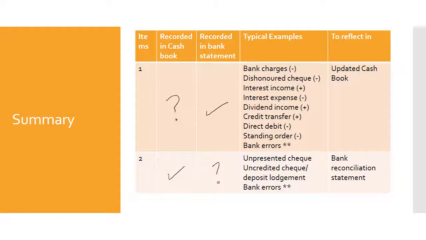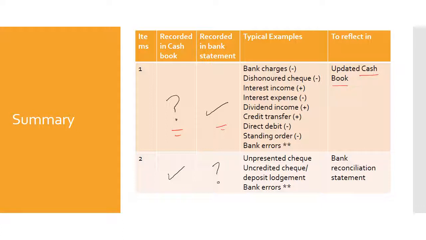Okay, moving on. So therefore, there are two categories of items that you have seen, right? The two categories of items are, number one, those that are not reflected in the cash book, but they are reflected in the bank statement. And they could be things such as bank charges, dishonored check, interest income, interest expense, dividend income, credit transfer, direct debit, standing order, bank errors, yes, bank errors. And if you identify these type of examples, chances are these will have to be reflected in the cash book.